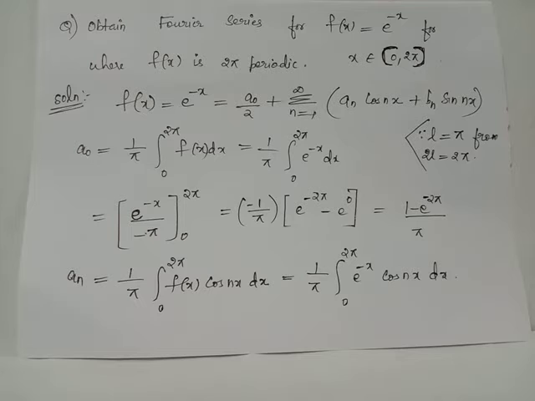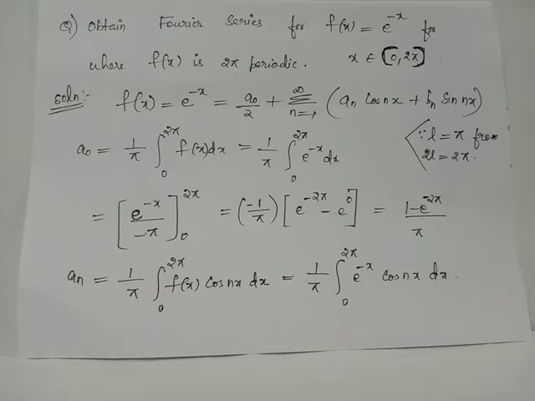Thus we have minus 1 by pi which can be taken outside as constant. On application of upper and lower limits to the function e raised to minus x, we will obtain e raised to minus 2 pi minus e raised to 0, where e raised to 0 equals 1. Thus we have a naught equals 1 minus e raised to minus 2 pi divided by pi.